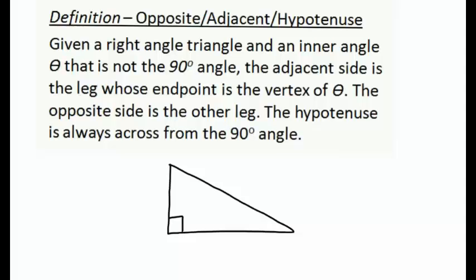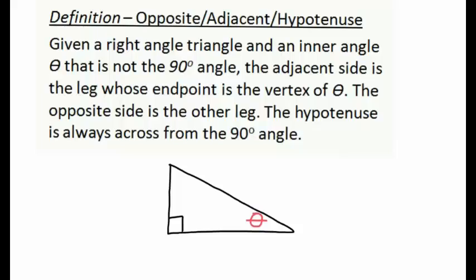First I want to talk a little bit about right-angled triangles. Given an angle inside of our right-angled triangle, we're going to call it theta. Theta here is not going to be the 90-degree angle, but it's going to be one of the other two. We're going to label the three sides of our triangle in a particular way.